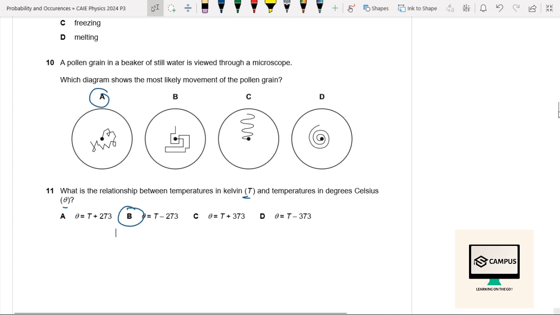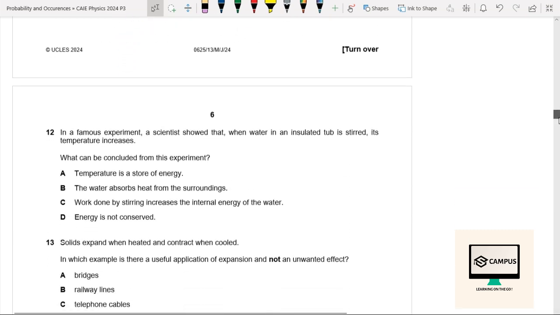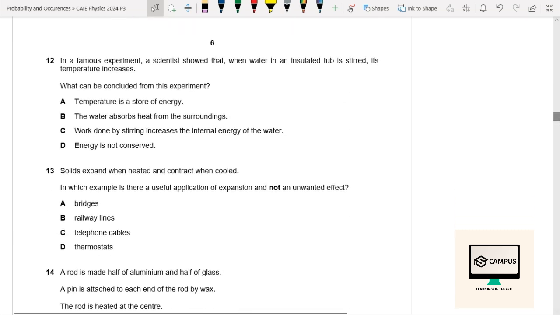Moving on. Question number 12. In a famous experiment, the scientists showed that when water in an insulated tub is stirred, its temperature increases. What can be concluded? Temperature is a store of energy? No. The water absorbs heat from surroundings? Well, since it is insulated, so no. Work done by stirring increases the internal energy of water?